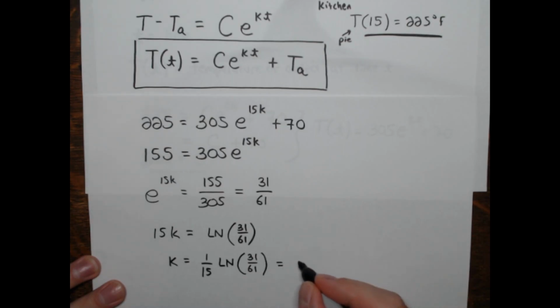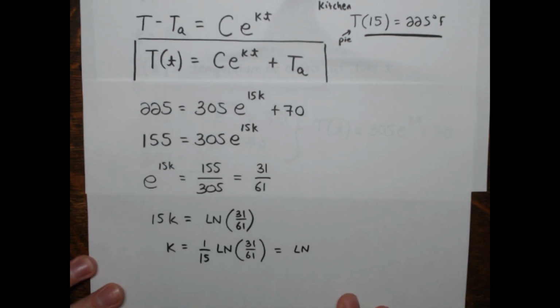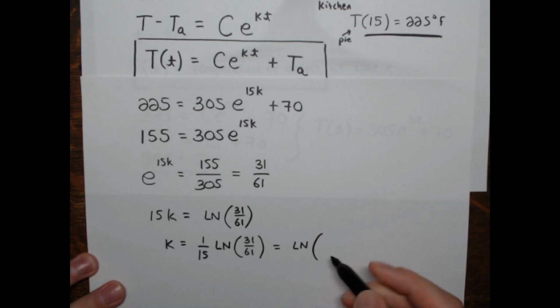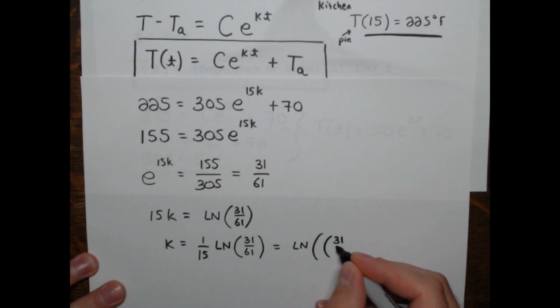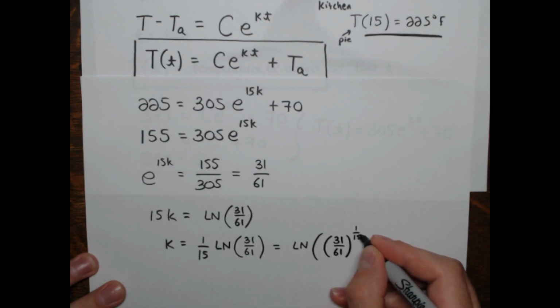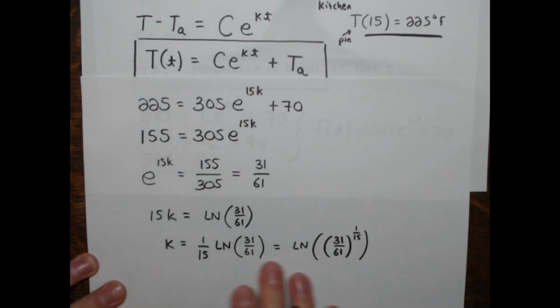So K is 1/15 times the natural log of 31/61, which I will write this way for reasons I'll make clear when I put this back into the equation. The 1/15 as the power inside, remember the power property for logarithms. So it's the natural log of 31/61 to the 1/15 power. So there's the value of K. I could enter this into a calculator and get some value for it, but I'll save it to the end. I'll save the calculator to the very end when I find the answer they want.